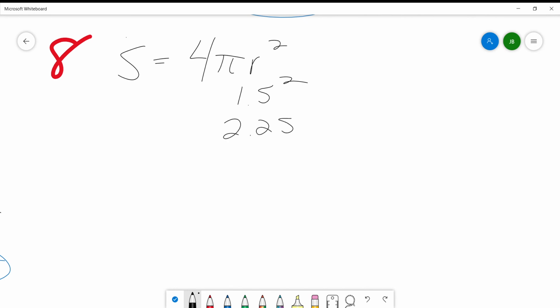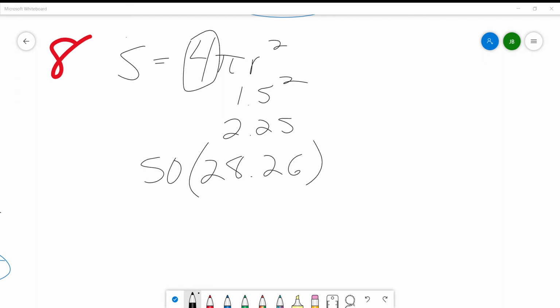I should have been able to figure that out in my head, but if I have a calculator, I'm using it. Times 3.14 times 4 equals 28.26. However, we have 50 globes. 50 times my answer of 28.26. I suppose the other way you could have done it was substitute this 4 and make that a 200, and then you'd be taking 4 times 50. So that times 50 equals 1,413, and we're doing inches squared.